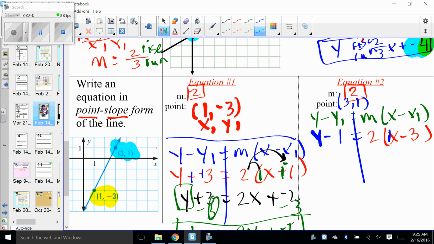Distributive property. I said no. We're going to kill that parenthesis. Distribute is 2. Reattach the variable x plus. Distribute again is -6. We have y plus -1 on the left.